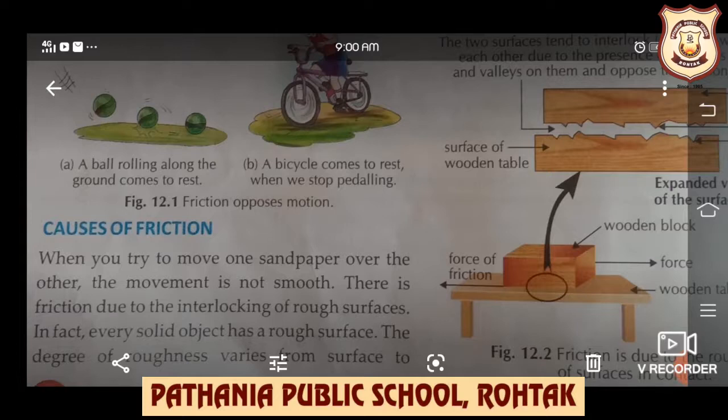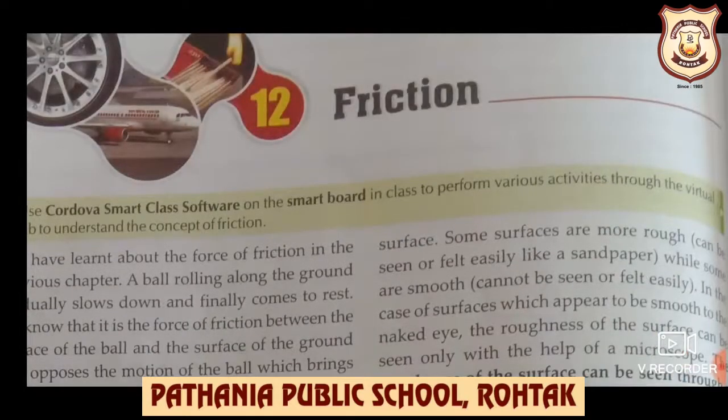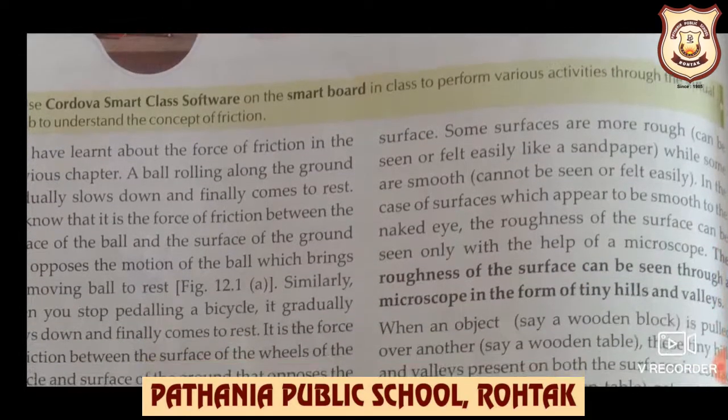So in fact, every solid object has a rough surface. Nothing is ideally smooth on this earth. Every smooth surface even has some roughness. The degree of roughness varies from surface to surface. Roughness is there definitely, but it may vary from surface to surface. Some surfaces are more rough, while some surfaces are smooth.